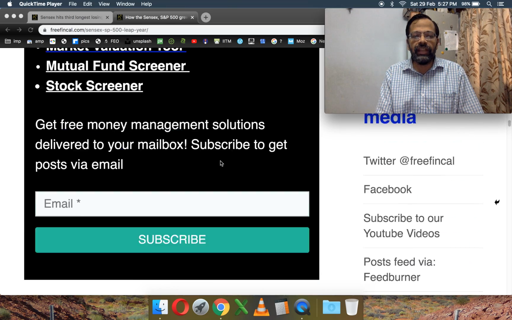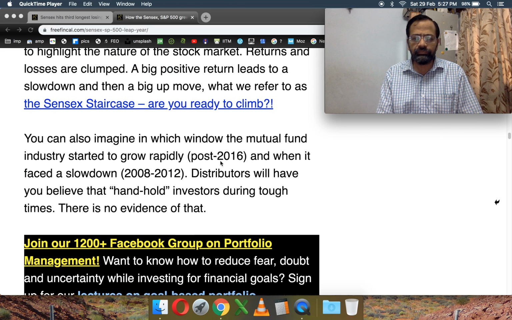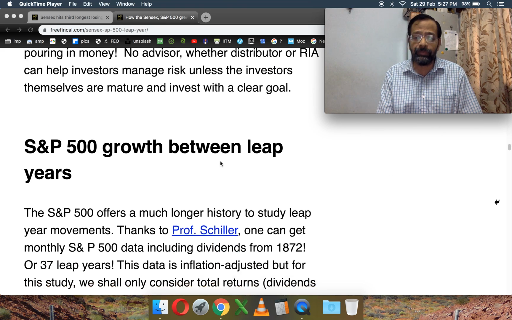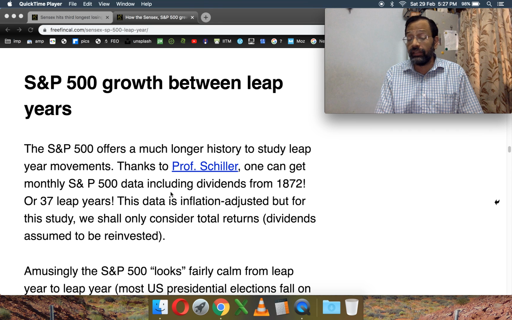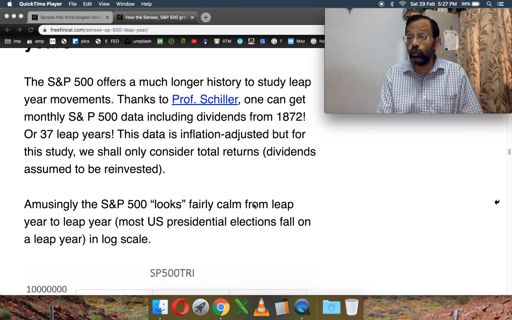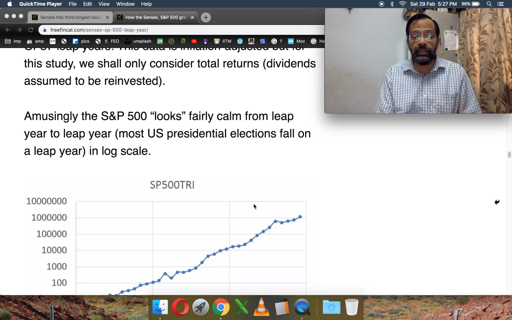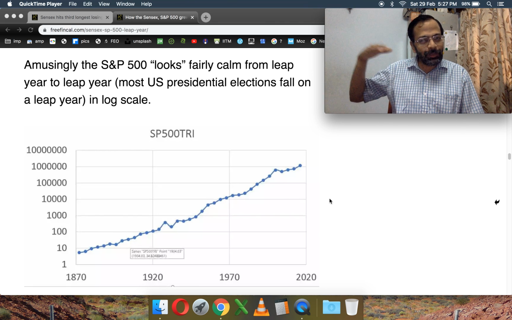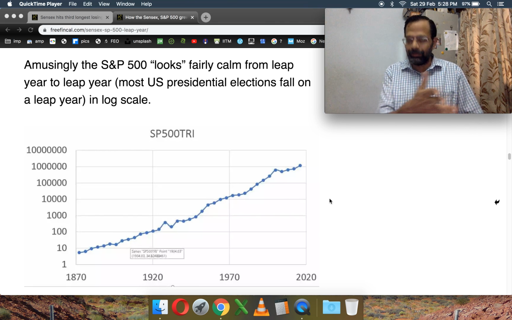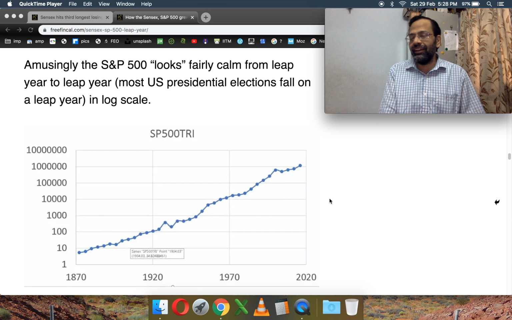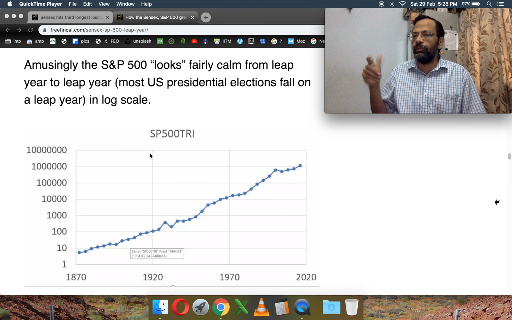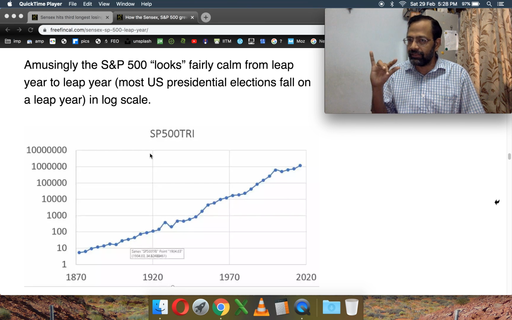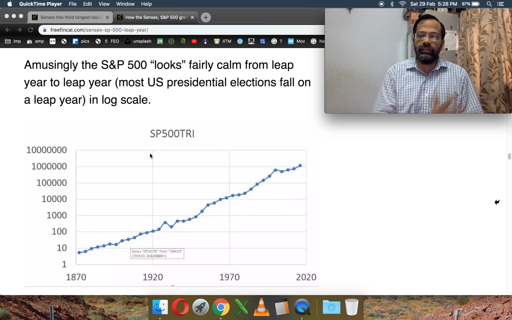Now going over to the S&P 500, you can get the data from Professor Shiller's website. He has maintained monthly data from 1872. There are 37 leap years in that period, and you can see the S&P 500 from leap year to leap year, and you can see it's not much volatility there. It almost looks like it's going straight up, but that's of course shown in log scale. And incidentally, most US elections happen on a leap year. So they talk about the 4-year period as a market cycle in the US. That could be one of the reasons why it's nice and smooth.